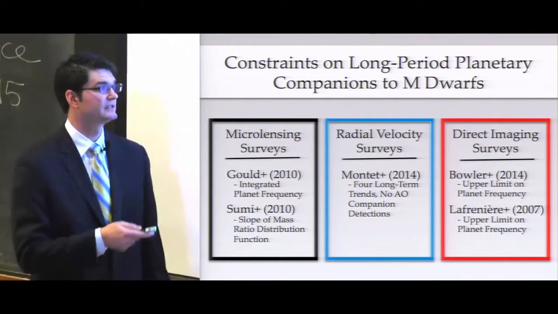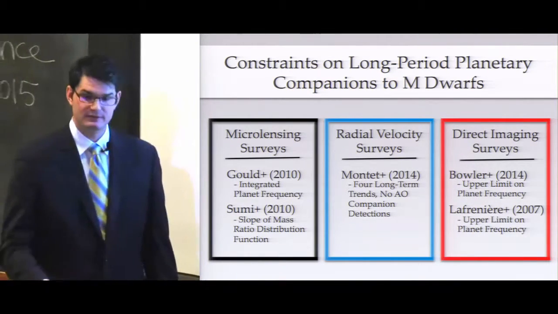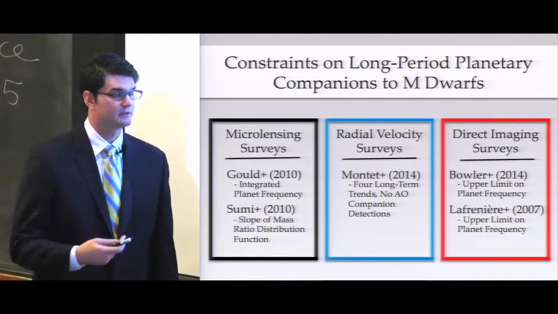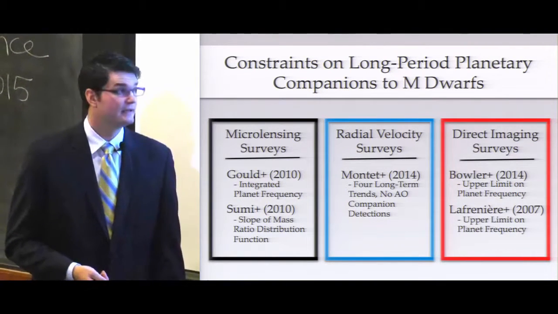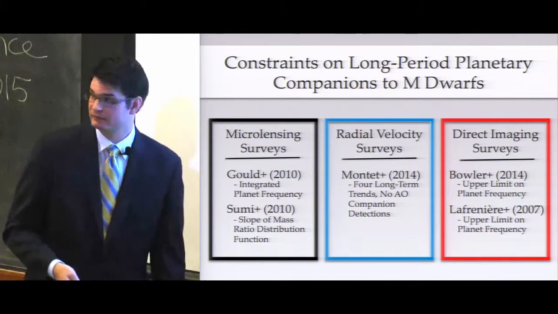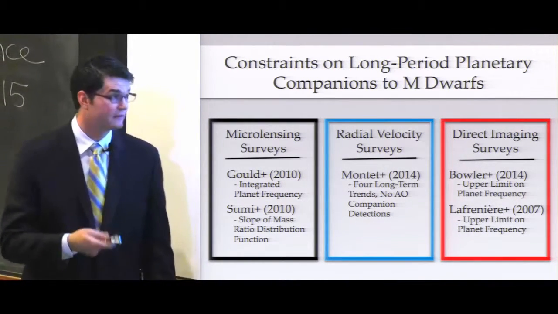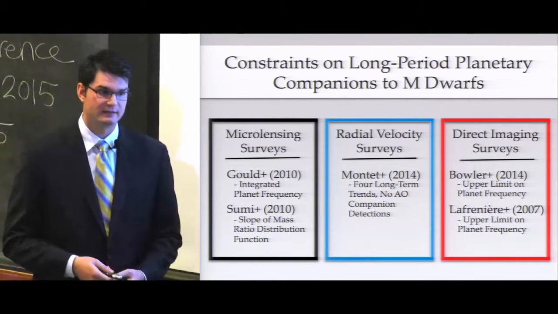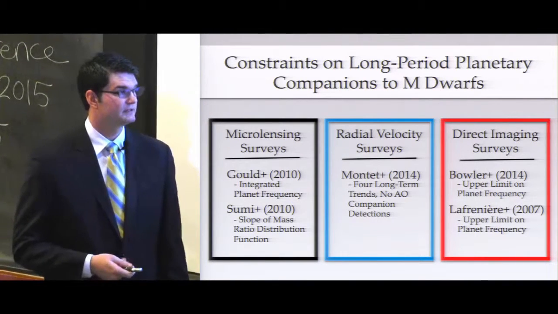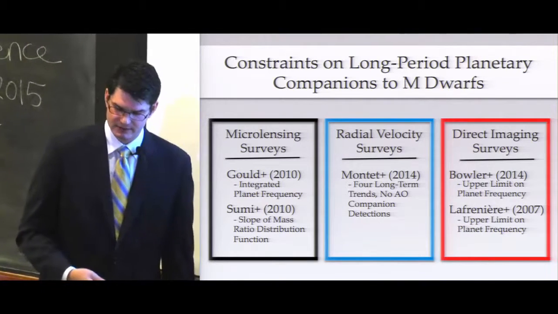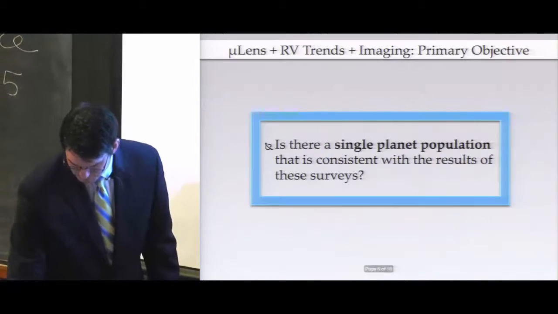And finally, on the direct imaging side, we include the results of the PALMS survey, which I mentioned earlier, but we also include results from the 16 M stars imaged as part of the Gemini Deep Planet survey and reported by Lafreniere in 2007. Now, neither of these surveys actually found any planetary companions, but as Beth mentioned yesterday, there's information in these non-detections, and we include these as well.